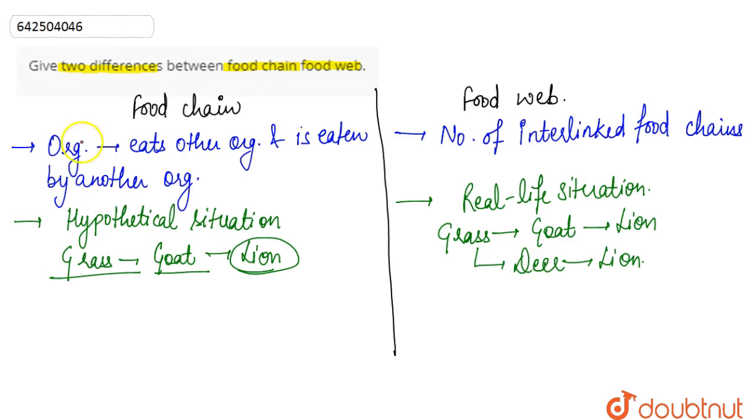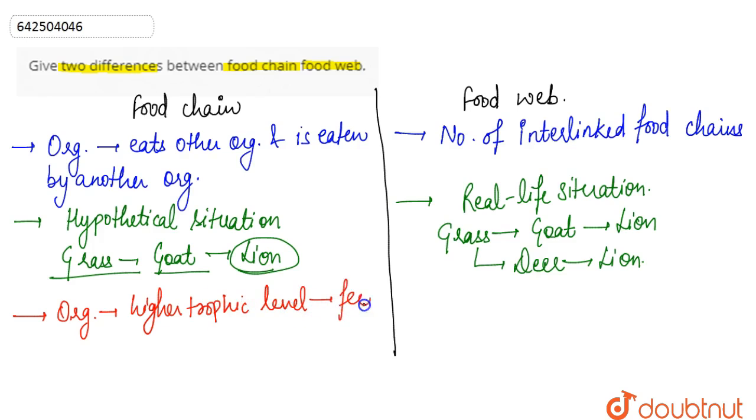We assume it. Then the last point of difference is that in a food chain, the members of a higher trophic level feed upon a single type of organism of the lower trophic level. So here the organisms who are at the higher trophic level feed on the organism of the lower trophic level.